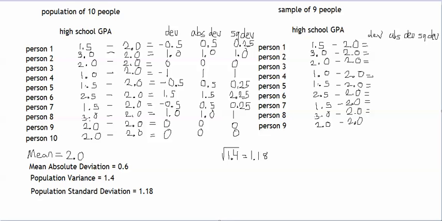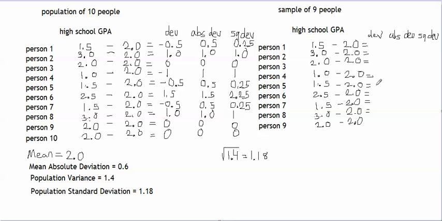To get the absolute deviations, you just leave off the negative signs. Zero stays 0, -1 becomes 1, -0.5 becomes 0.5. Whenever you have a positive number, it stays positive. When you have 0, it stays 0. And when you have a negative number, it becomes a positive.